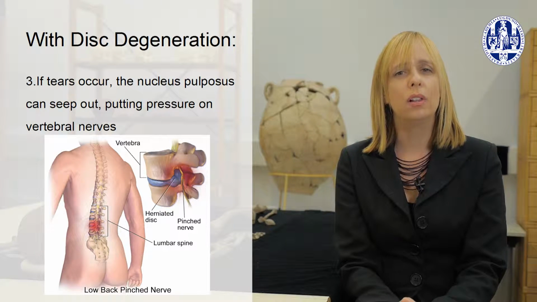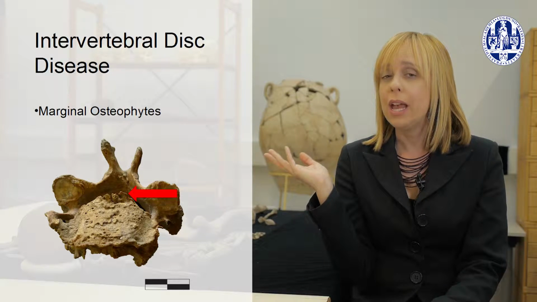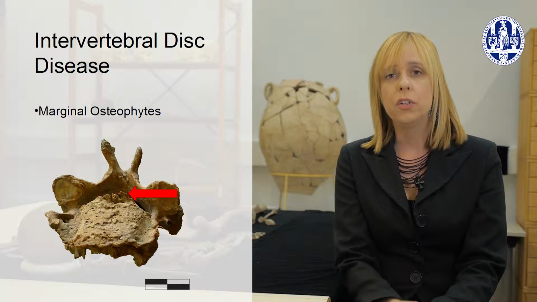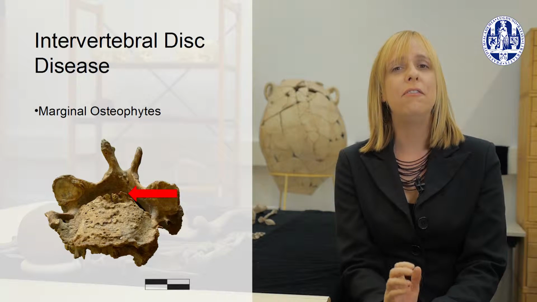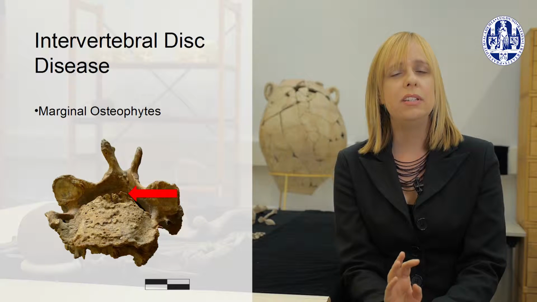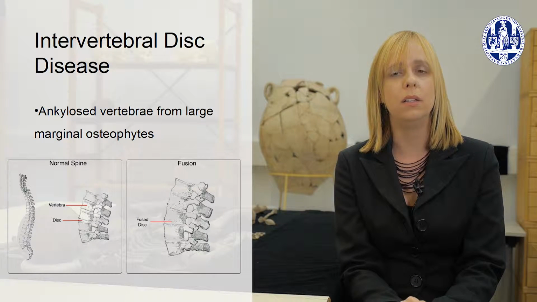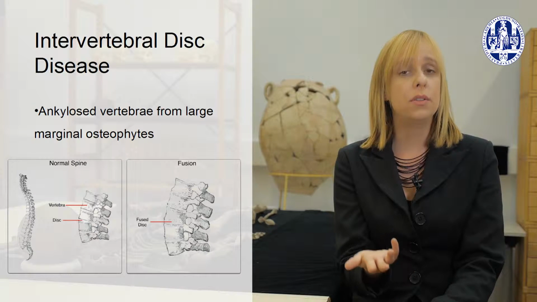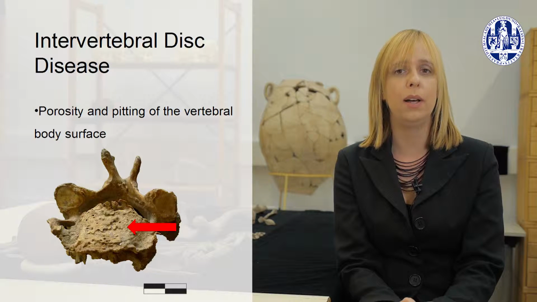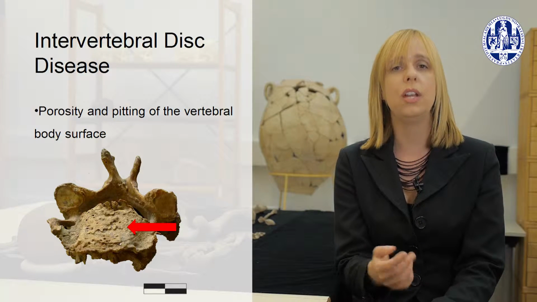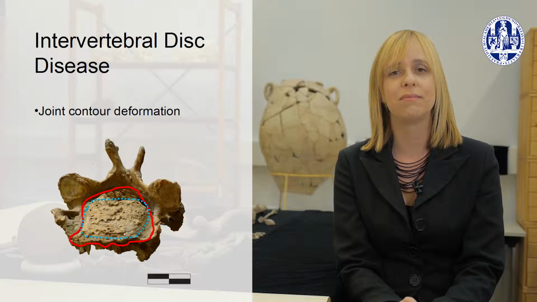So what does this look like on the bones? Well, we commonly have these bony outgrowths along the margins of the vertebral body, osteophytes. And in the vertebra, these can get very large. Eventually, separate vertebrae may even fuse together, something known as ankylosis. We can also see abnormal pitting and porosity on the tops and bottoms of the vertebral bodies, as well as a change in the shape of the vertebra, so-called joint deformation.